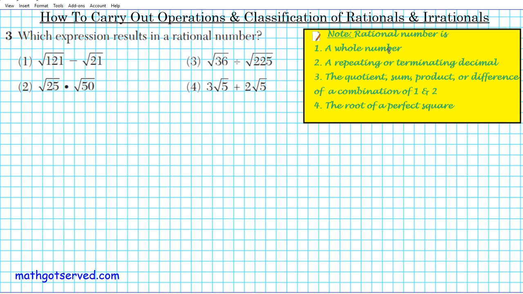Since they're already rational, if you have any operation, sum, difference, product, or quotient of two rationals, your answer will always be rational. And lastly, the root of a perfect square is also rational. All right, so let's take a look at these problems. We're going to evaluate, carry out the specified operation, and then we will proceed to classify.